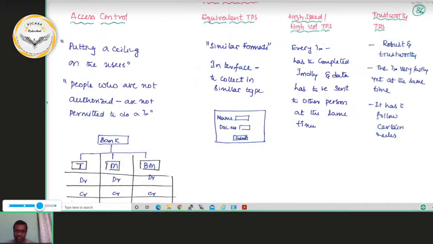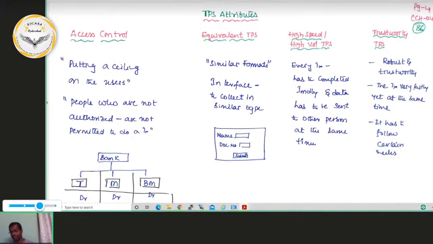What are the 4 attributes of TPS? First one is called access control. Second is called equivalent TPS. Third one is high speed, high volume TPS, and last one is trustworthy TPS. Okay, now let us move to the next topic.